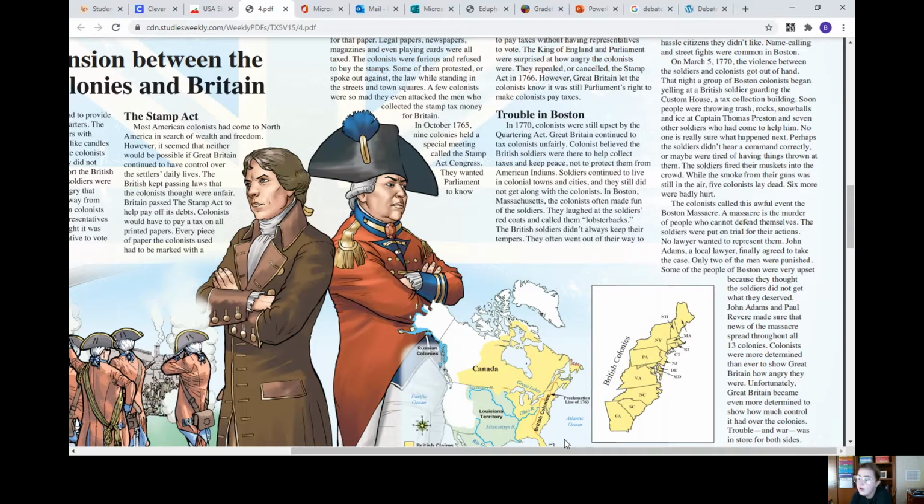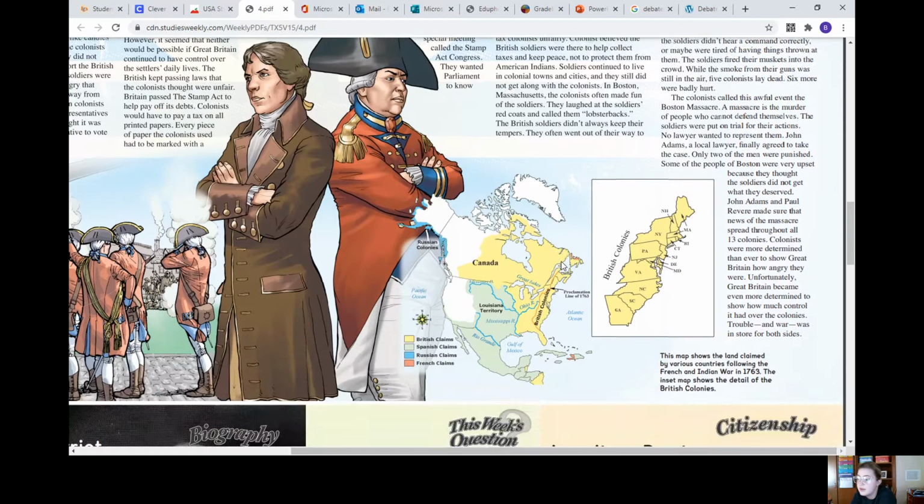The soldiers were put on trial for their actions. No lawyer wanted to represent them. John Adams, a local lawyer, finally agreed to take the case. Only 2 of the men were punished. Some of the people of Boston were very upset because they thought the soldiers did not get what they deserved. John Adams and Paul Revere made sure that news of the massacre spread throughout all 13 colonies.